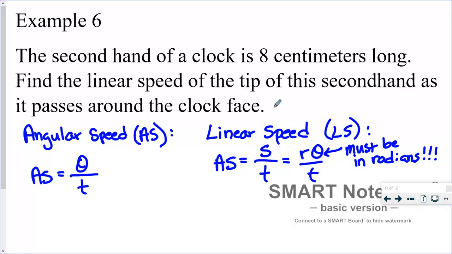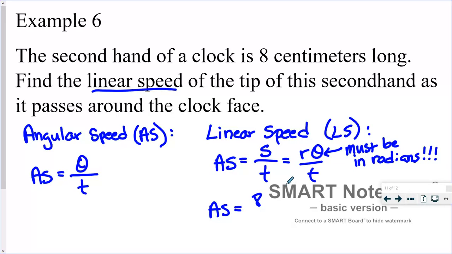Okay, so this question here, they ask us to find the linear speed. It says the second hand of a clock is 8 centimeters long. Find the linear speed of the tip of this second hand as it passes around the clock face. So I'm using this formula here. Angular speed is equal to r, the radius would be 8 centimeters. Now we need to know some theta.